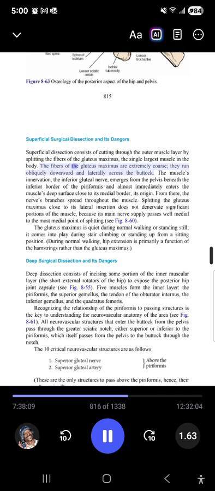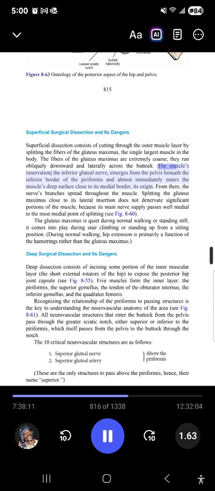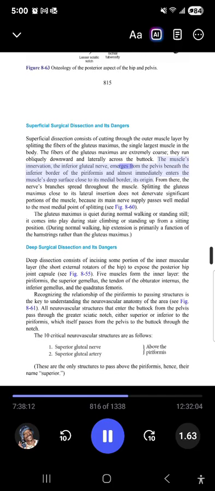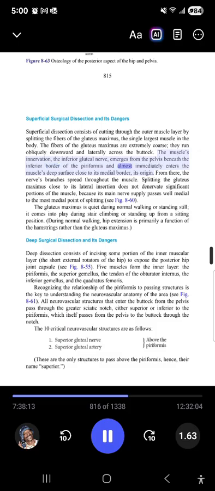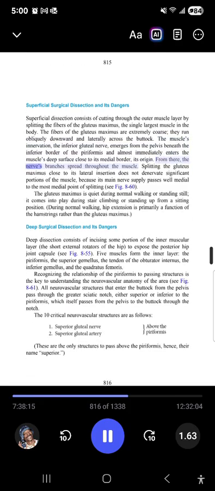The fibers of the gluteus maximus are extremely coarse. They run obliquely downward and laterally across the buttock. The muscle's innervation, the inferior gluteal nerve, emerges from the pelvis beneath the inferior border of the piriformis and almost immediately enters the muscle's deep surface close to its medial border, its origin. From there, the nerve's branches spread throughout the muscle.